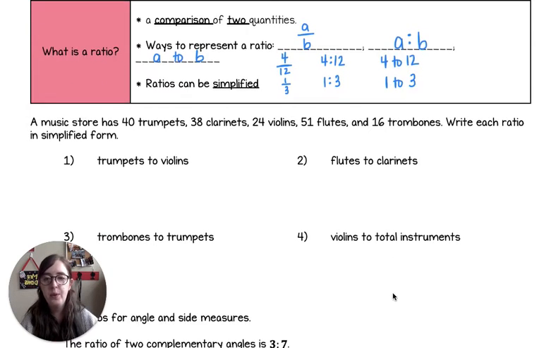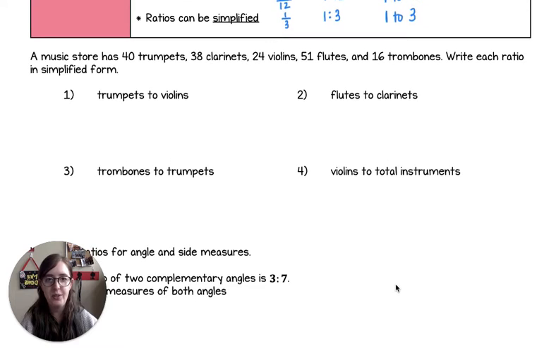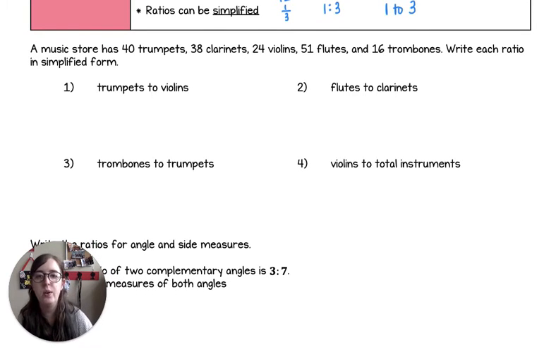So now let's go through and solve some problems related to ratios. It says a music store has 40 trumpets, 38 clarinets, 24 violins, 51 flutes, and 16 trombones. Write each ratio in simplified form. Okay, so the first one is asking for trumpets to violins. So there are 40 trumpets, and it also tells us that there are 24 violins. So trumpets, since it comes first, that would go on the top, over 24.